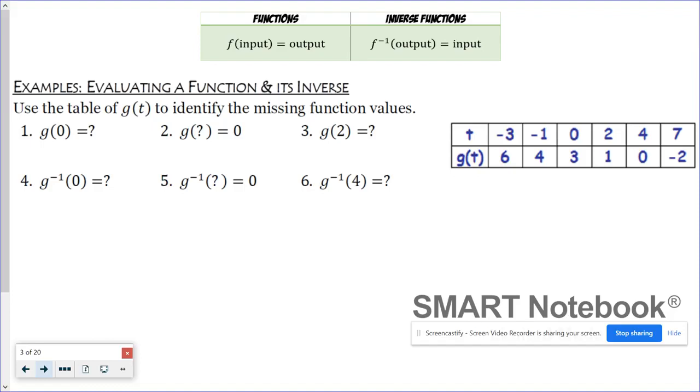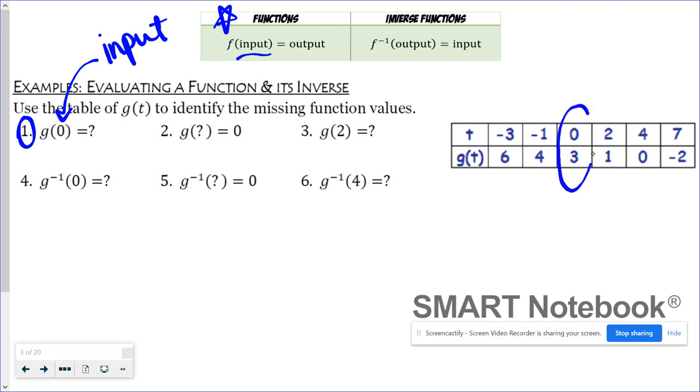So in problem number 1, we have g of 0, right? So g of 0, that is a regular function, okay? Then we have to be like, well, what do we know? We know this is 0. That is the input. So I know that the input is 0. So what goes with the input of 0? Well, an input of 0 has an output value of 3. So that would be my answer. Okay.